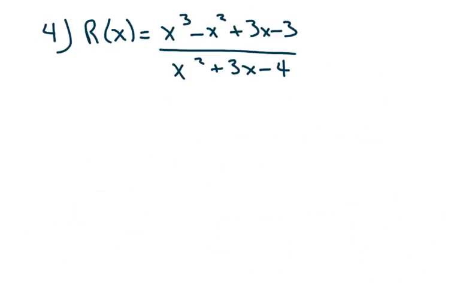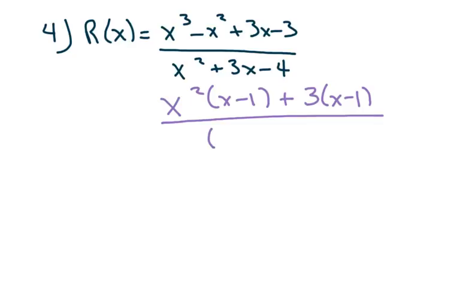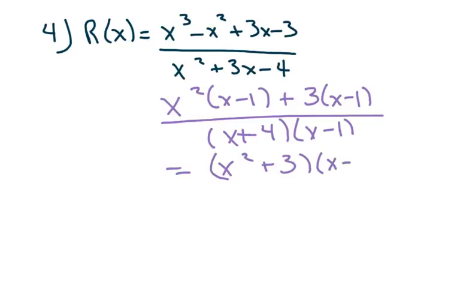Okay, the next one, same thing. It's factoring by grouping, and factoring out the x squared and the 3 here. And then I'm going to factor here in the denominator, and I'm going to get x plus 4, x minus 1. And group the x squared plus 3 together over x plus 4 times x minus 1.